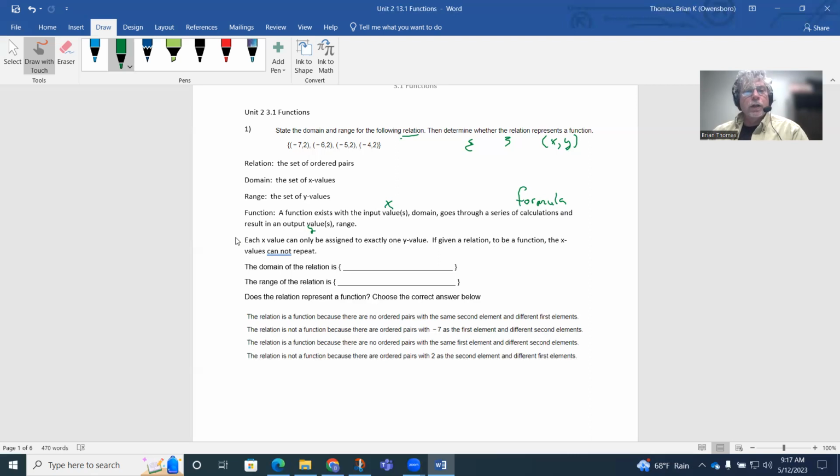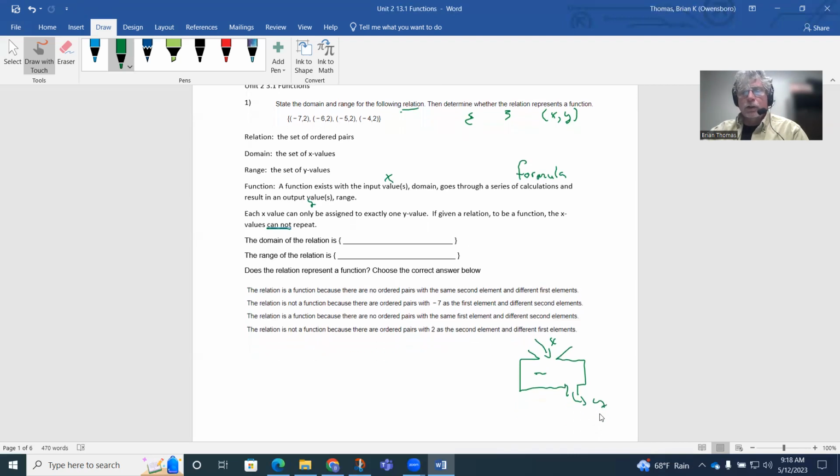So that's a little note there. If a relation is going to be a function, the x values cannot repeat. A model for a function looks like this. It's kind of like what I call my little function machine. It's fed with input values, or our x values. It goes through some type of calculations inside here, and it can only kick out one y value. It cannot kick out two y values.